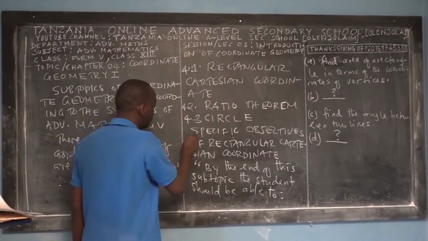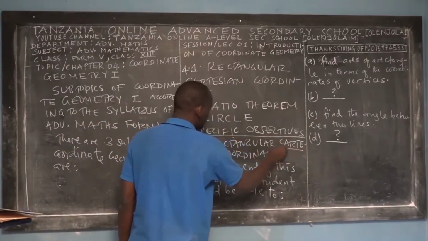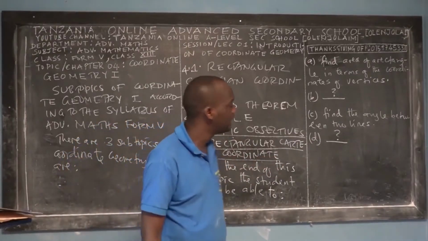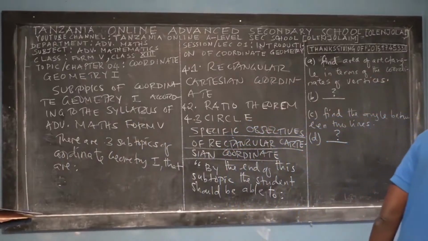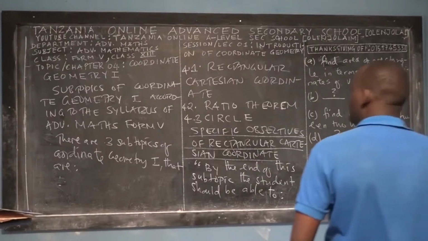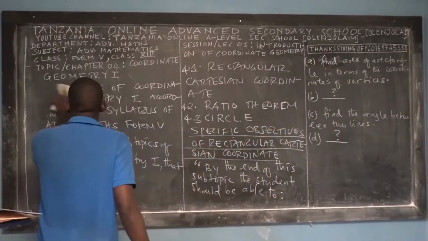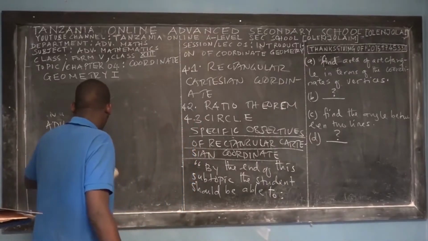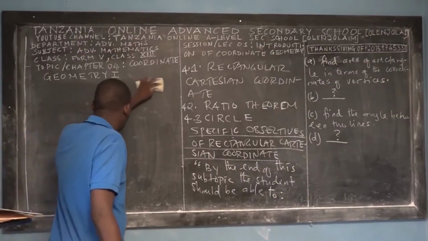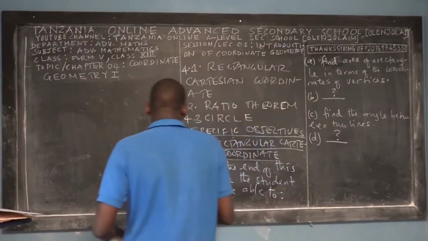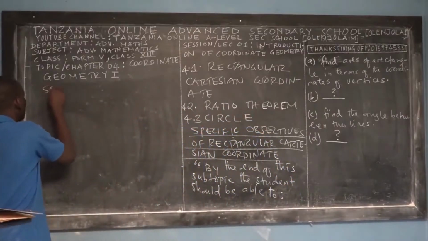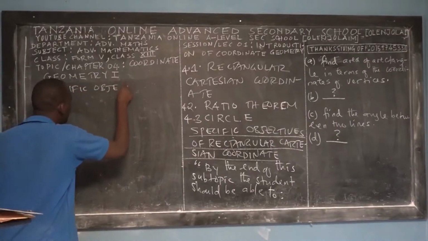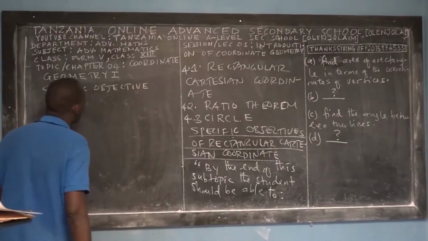So these are the specific objectives of rectangular Cartesian coordinates. These are the objectives that any student, and even myself, has to meet at the end of every subtopic. In case you have any questions, don't hesitate to ask them in the comment section.